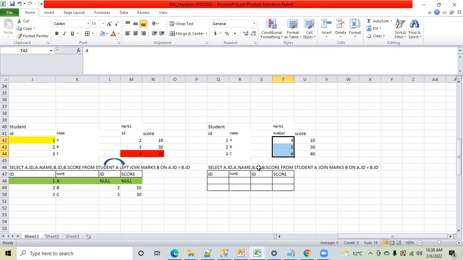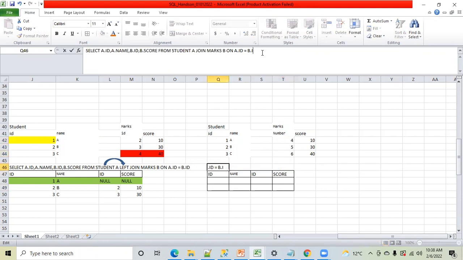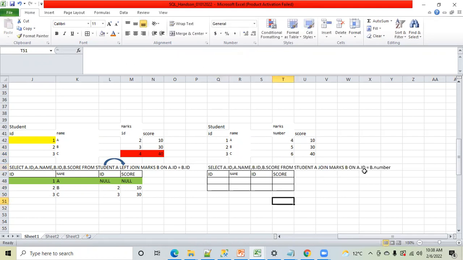Sir, please write b dot number, otherwise it will throw an error. Here in the marks table, number is there, but you're writing ID. Oh, okay. Yeah, correct. B dot number. Good catch. Okay, fine.